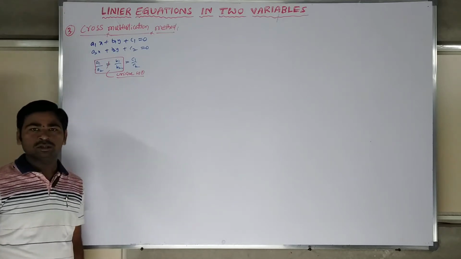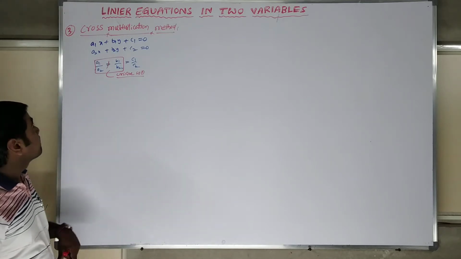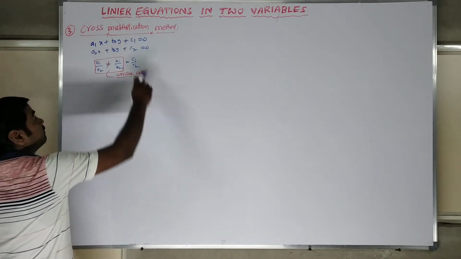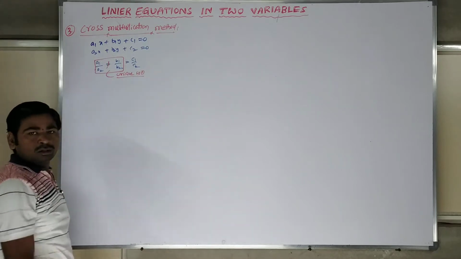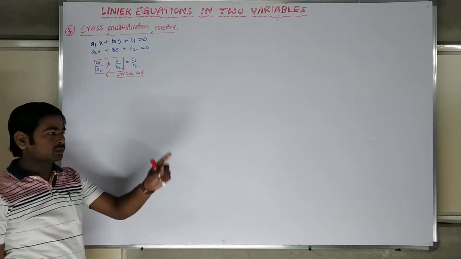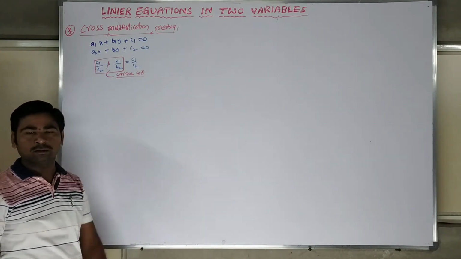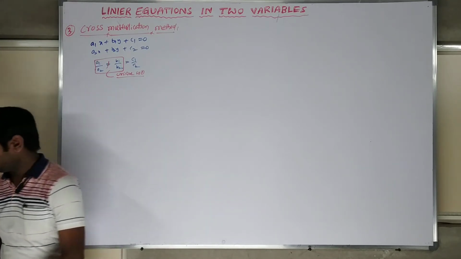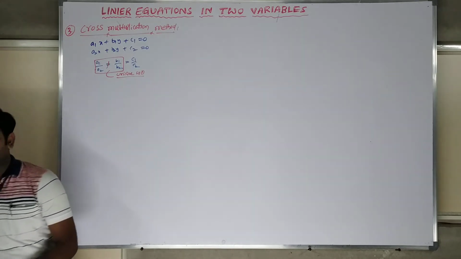So in the cross multiplication method, first you have to write the given equations equal to 0. If a constant is on the other side, please bring it to the left and make the right side 0. So the equation is equal to 0, with all components on the left. Two equations. After that, what you have to write down is very important.